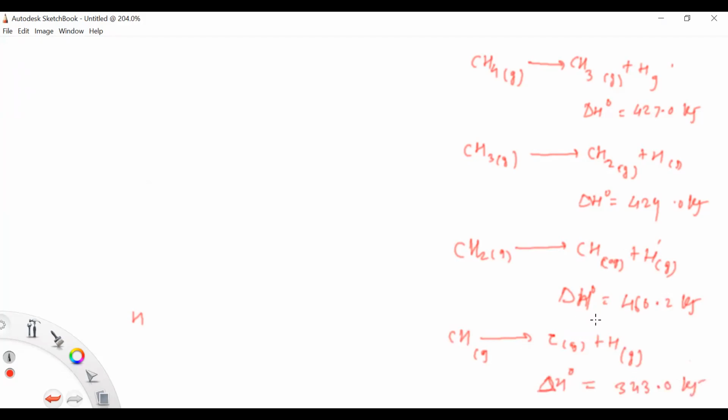343.0 kilojoule. So every time only a hydrogen is broken, but the delta H is different here. The bond dissociation energy is different, therefore the enthalpy change is different. Here the bond dissociation energy of hydrogen is different, therefore the enthalpy change is different. Here the bond energy of dissociation is different, therefore the enthalpy change. And last, here it is different, so delta H is different.